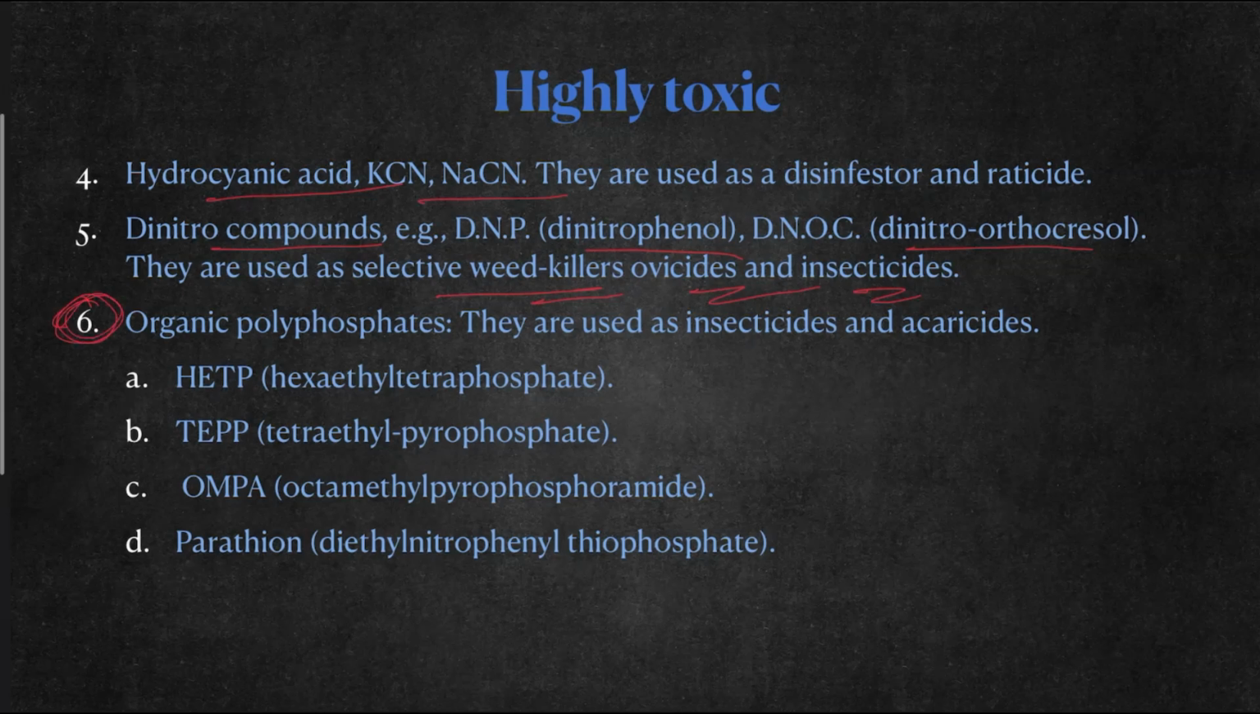Polyphosphates are the compounds most commonly used, as insecticides as well as acaricides. Among them, the commonest compounds are HETP, that is hexaethyl tetraphosphate, tetraethyl pyrophosphate, OMPA, that is octamethyl pyrophosphoramide, and parathion, diethyl nitrophenyl thiophosphate.